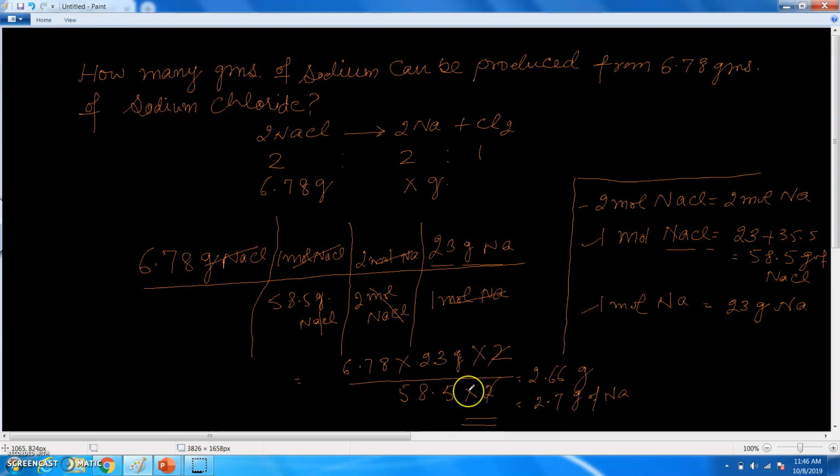You can calculate with the help of conversion formula and by making conversion box. This is the easiest method, which is part of stoichiometry, by which you can find out how many grams of sodium can be produced from the sodium chloride or any other salt, whatever the quantity is given.